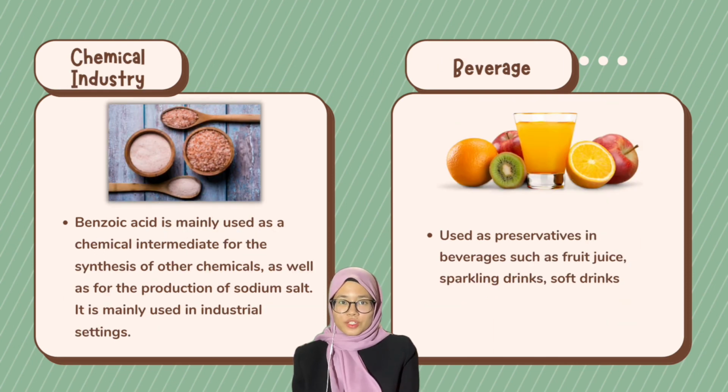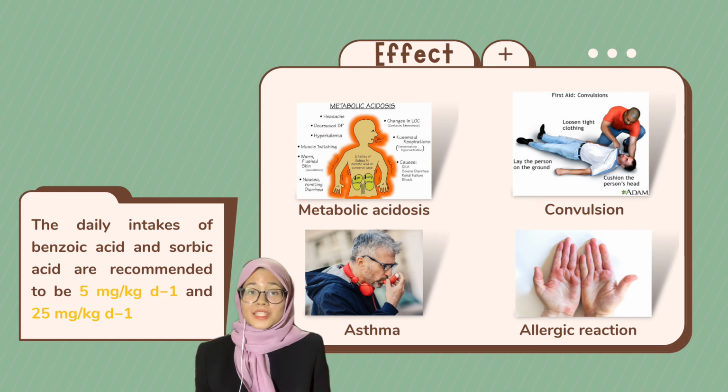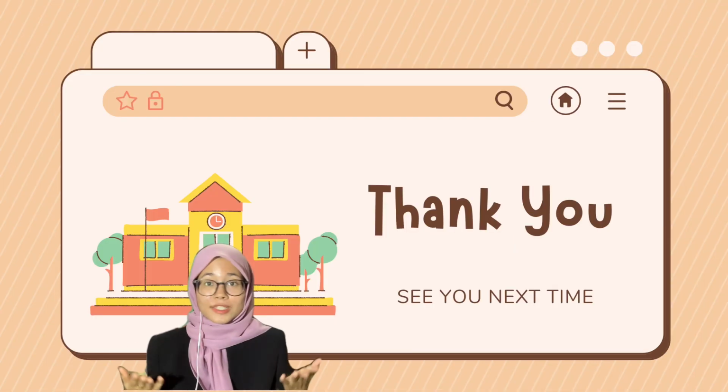Fifth, chemical industry: benzoic acid is mainly used as a chemical intermediate for the synthesis of other chemicals as well as for the production of sodium salt. The last one is beverage. It is used as a preservative in beverages such as fruit juice, sparkling drinks, and soft drinks. However, exceeding the permitted level of benzoic acid may cause some adverse reactions, including metabolic acidosis, convulsion, asthma, and allergic reactions.